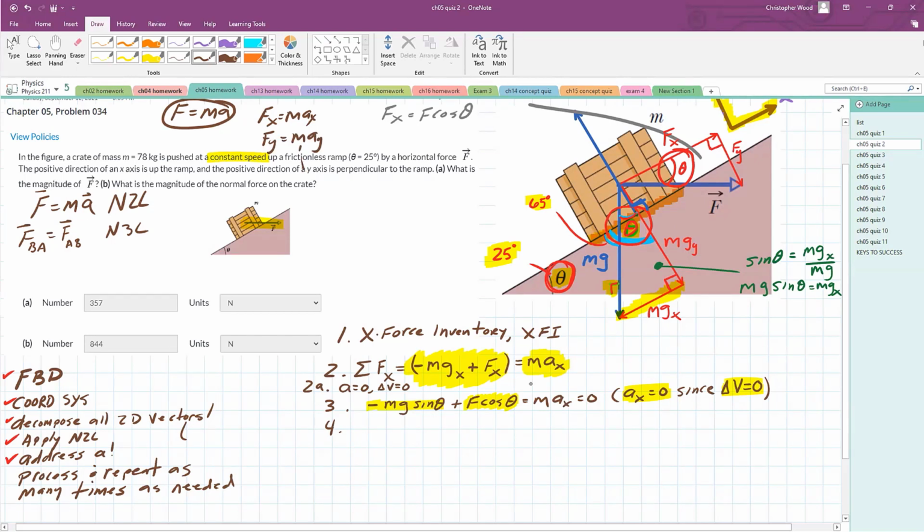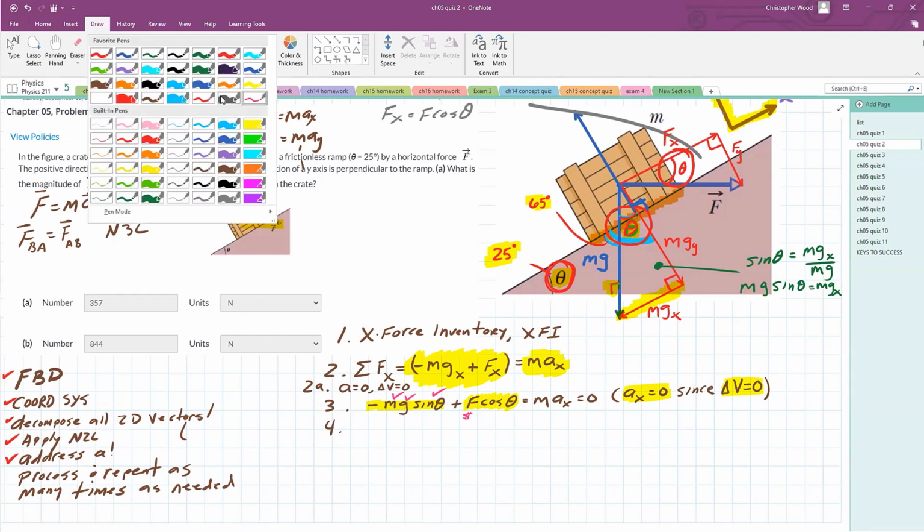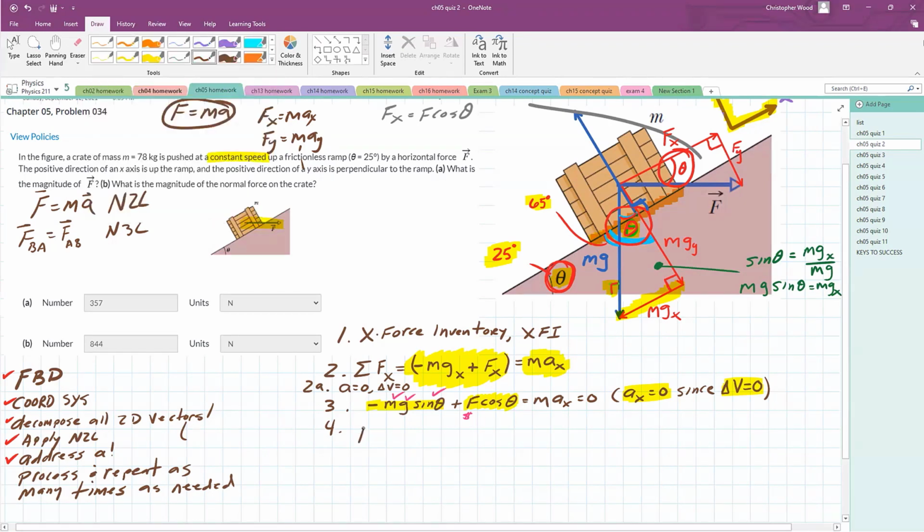If I look at number 3, what do I know? I know mass, I know M, I know G, I know theta. This is my dollar sign. And I guess we're done. So we are done with part A as soon as you plug numbers in to the calculator. Okay.